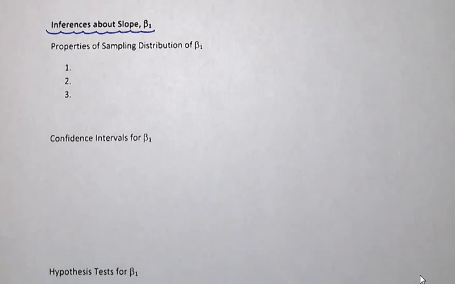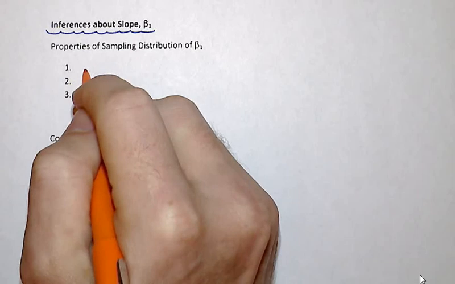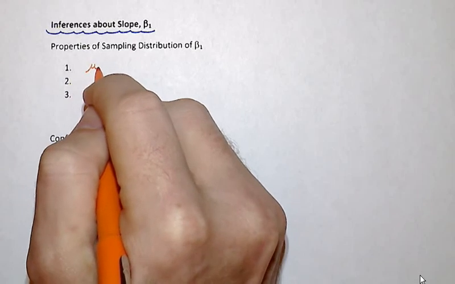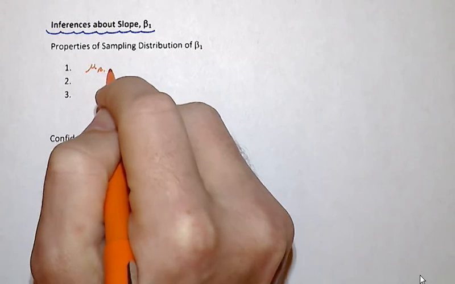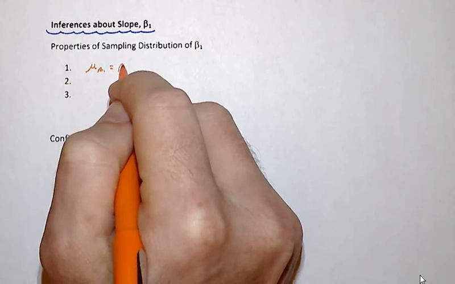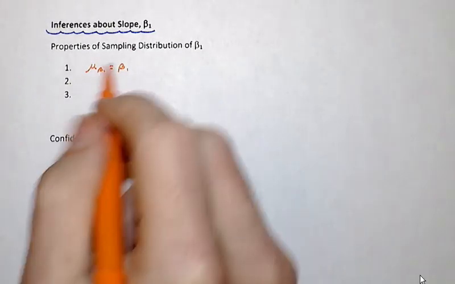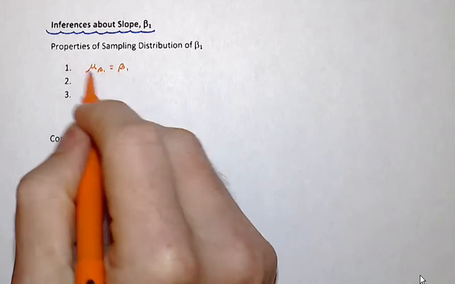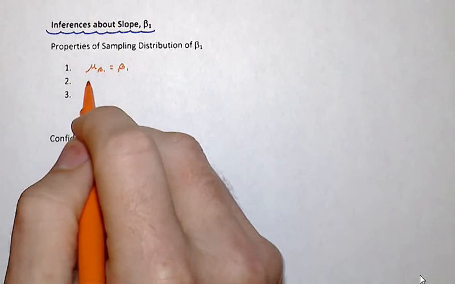In developing inferences about the slope parameter beta 1, we start with the properties of the sampling distribution of beta 1 hat. What we will tell you but won't show you or prove to you is that the expected value of this is equal to the true population parameter. So that makes our estimator an unbiased estimator.